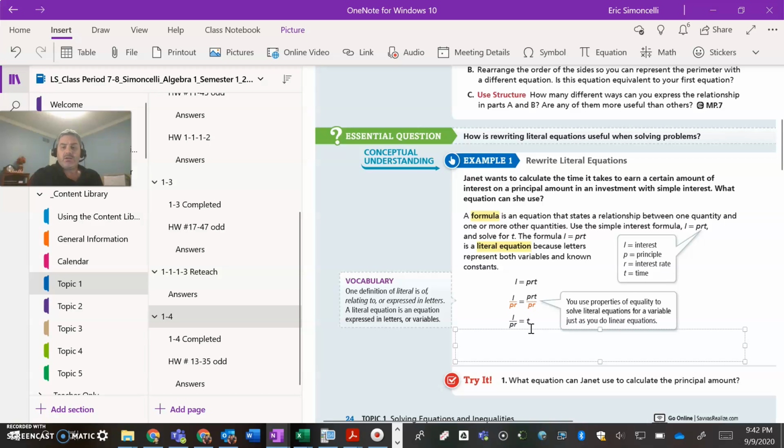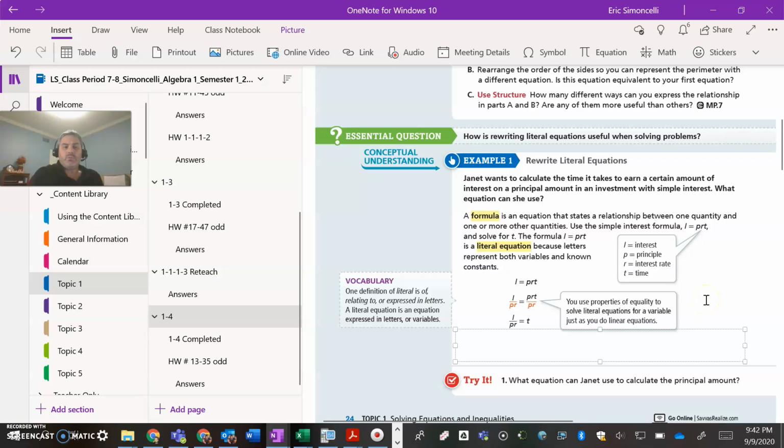It's isolated, in other words, so that I, capital I, over P times R is equal to the time. So if you know the interest, if you know the principal, and if you know the interest rate, you can calculate time. You use properties of equality to solve literal equations for a variable, just as you do linear equations.